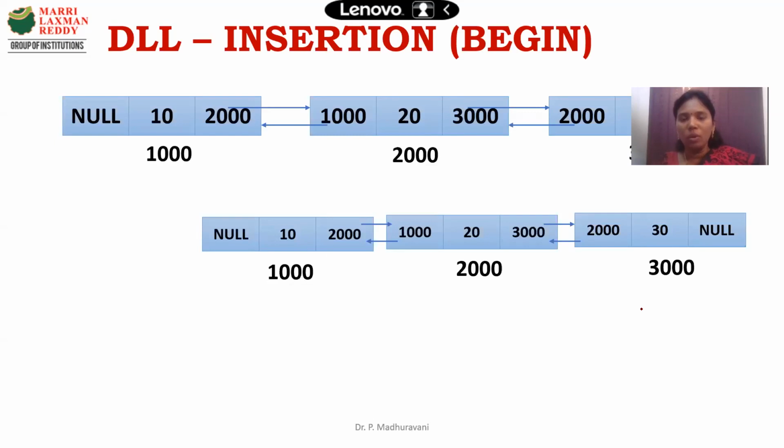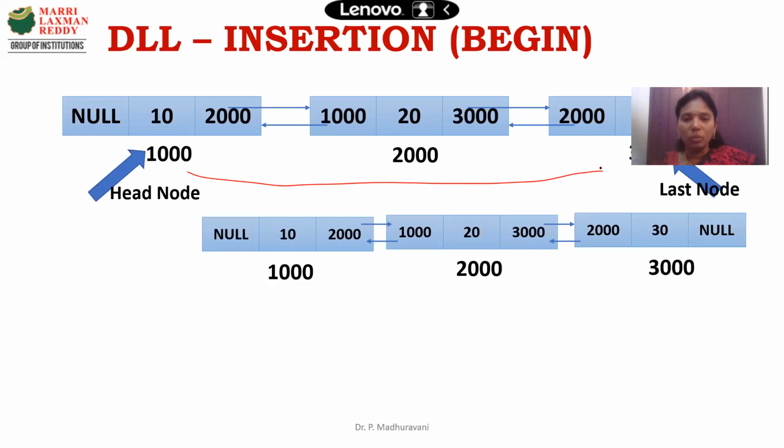Insert a new node as a first node. That is, insert a new node at the beginning of the list. Let us consider a doubly linked list with 3 nodes. The first node we are referring to with head, and the last node with last. Now, take a new node and insert it before the head node.